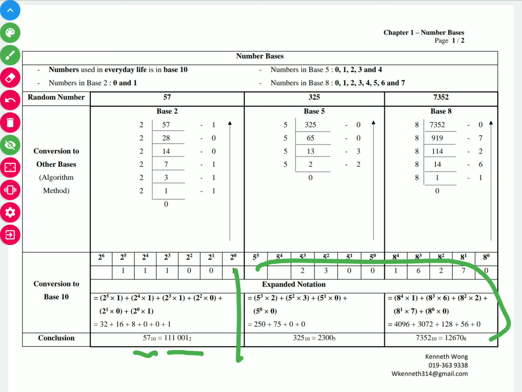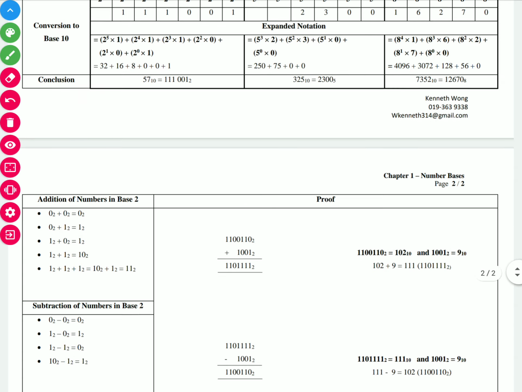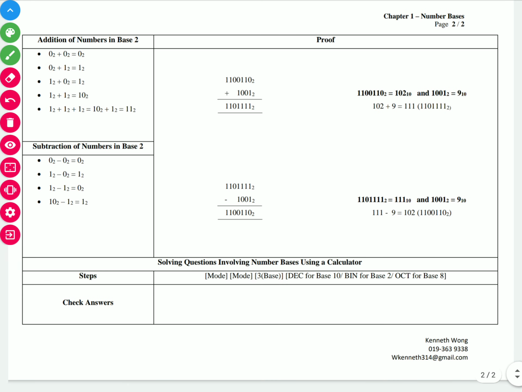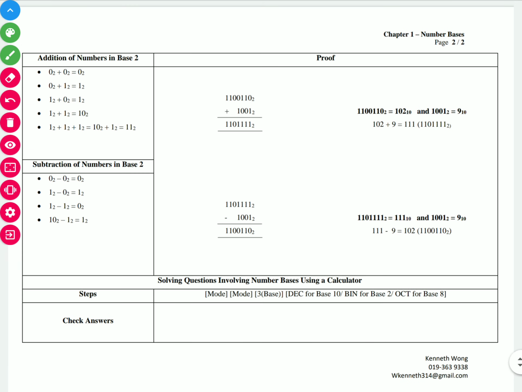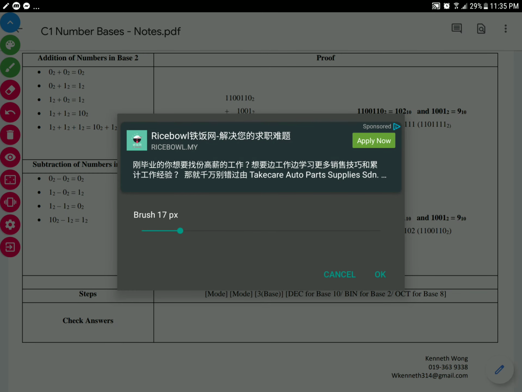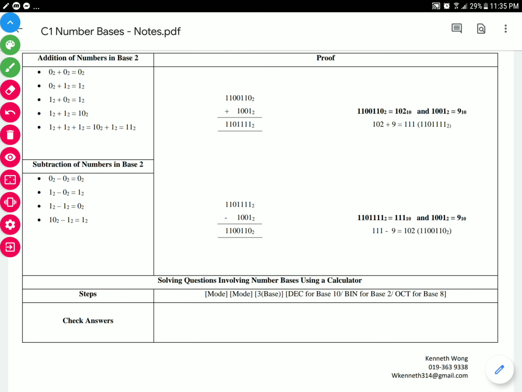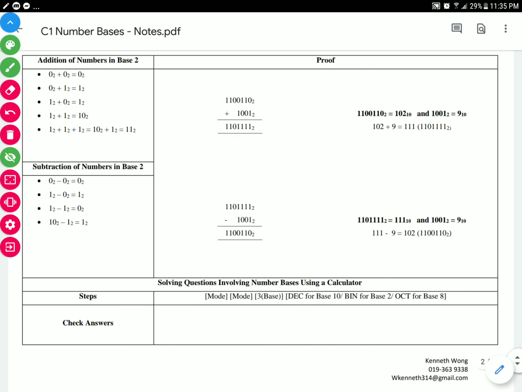Now I'm gonna remove all this, and I'm gonna shake the tablet for a while so that I'll exit the drawing mode. Okay, this is the second part of what you're gonna have to learn. This is what we call wrong click. Okay, this is what we call addition of numbers in base 2. That's what we're gonna learn. That's what we're supposed to learn in this current syllabus.